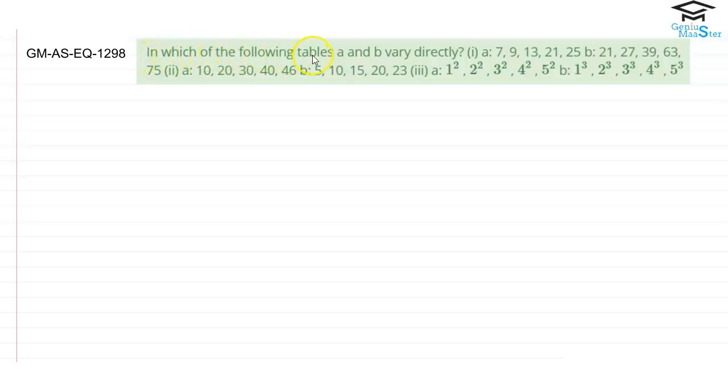The question is, in which of the following tables do A and B vary directly? So we will write the first table given, A, B. Values of A are 7, 9, 13, 21, 25. Values of B are 21, 27, 39, 63, 75.